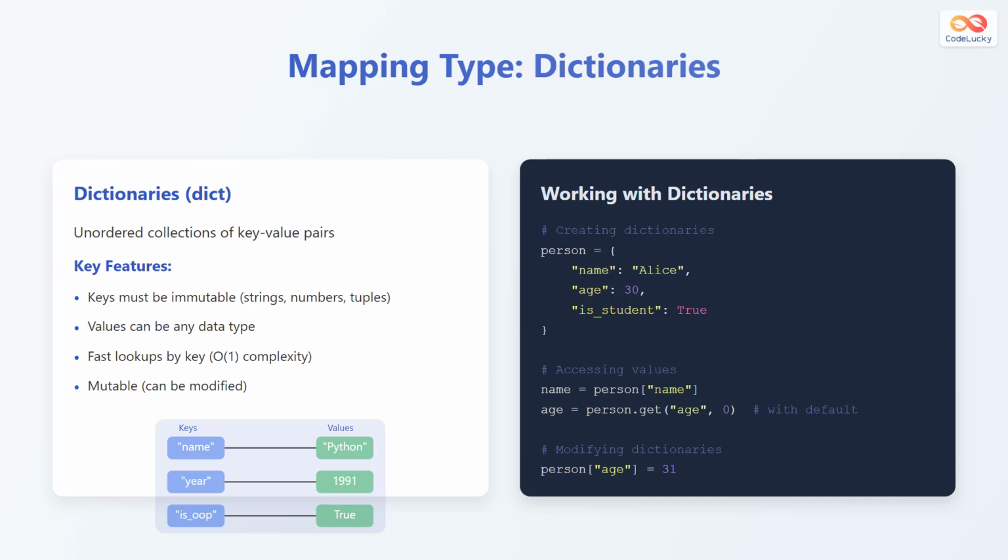In the visual representation, you can see a dictionary with keys name, year, and is_up, and their corresponding values Python, 1991, and True. The keys are associated with their values through connecting lines. To create a dictionary, you use curly braces and define key-value pairs separated by colons. To access a value, you can use the key in square brackets or use the .get method, which allows you to specify a default value if the key is not found.